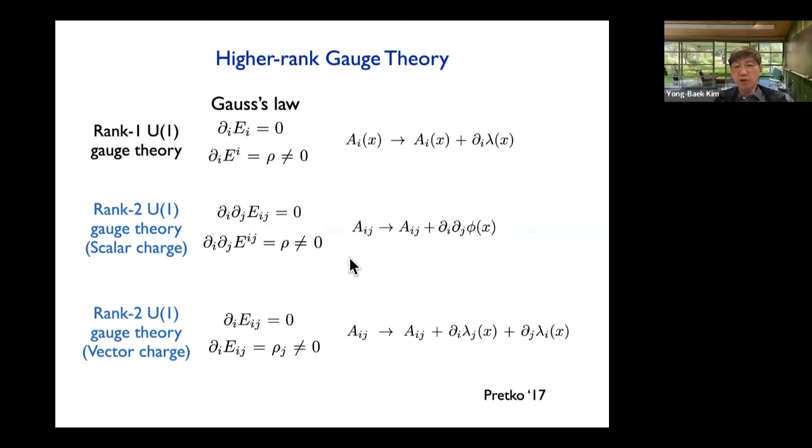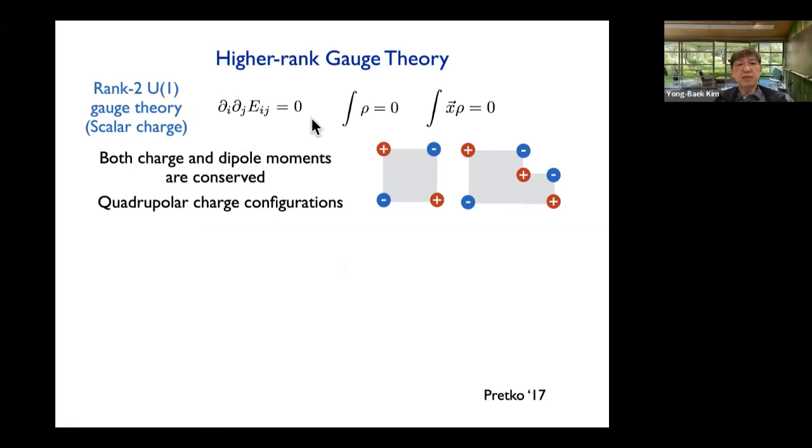So this is very formal, but these theories already have some interesting properties that resemble the motion of quasi-particles in fracton theory that I just talked about. So for example, let's take this scalar charge Gauss law, if you like, the rank 2 U(1) gauge theory with a scalar charge.